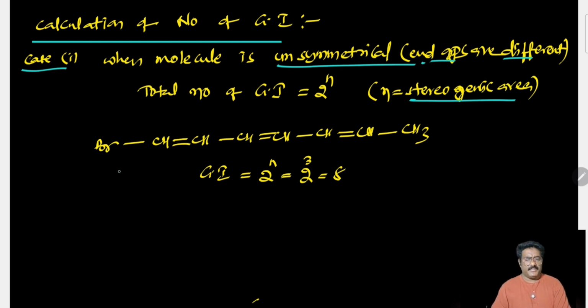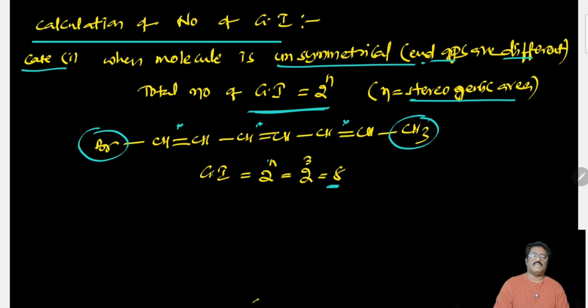Look at an example. Both ends are different: one is bromine, the other is methyl. So it is unsymmetrical, since the end groups are different. What is the n value? Counting 1, 2, 3, there are 3 stereogenic centers. So the number of geometrical isomers is 2 power n, or 2 power 3, which is 8 isomers. When a molecule is unsymmetrical with different end groups, the number of geometrical isomers is 2 power n.